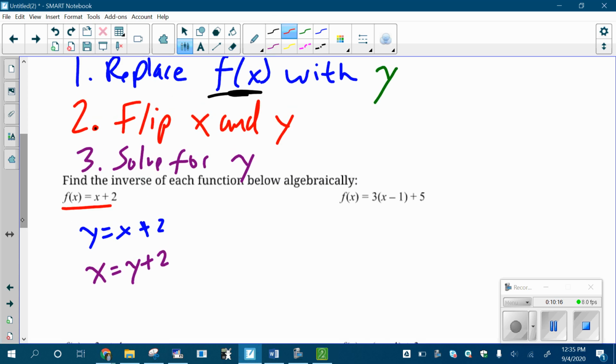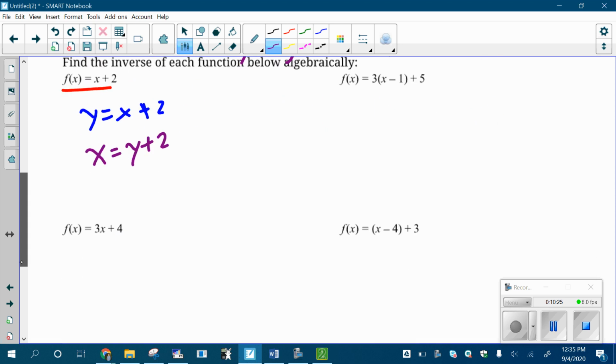Remember when I say solve for the y, I mean get the y by itself. That's what solving for the y means. Get the y by itself. How do I get this y by itself? Well, I subtract 2 from both sides. So I end up getting x minus 2 equals y.